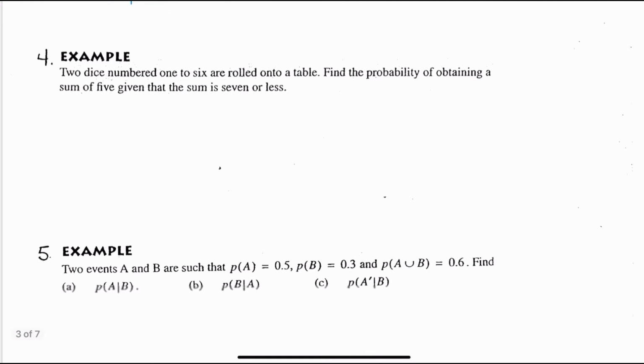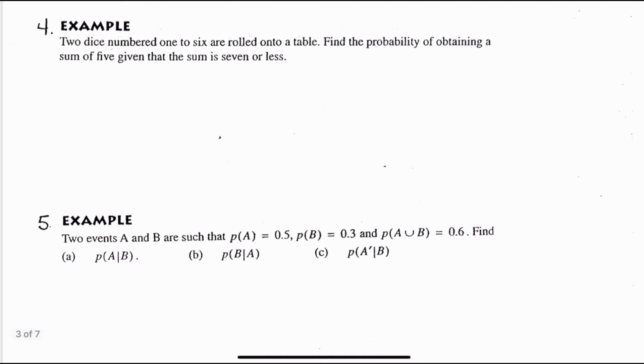Number 4. 2 dice numbered 1 to 6 are rolled onto a table. Find the probability of obtaining a sum of 5 given the sum is 7 or less. So I need to go ahead and create a lattice diagram. 1, 2, 3, 4, 5, 6. Going down, 1, 2, 3, 4, 5, 6. So right there on your screen, I've drawn for you a lattice diagram.